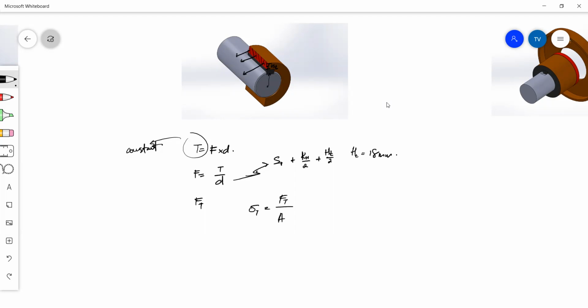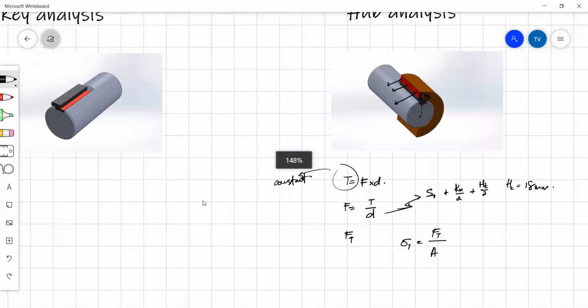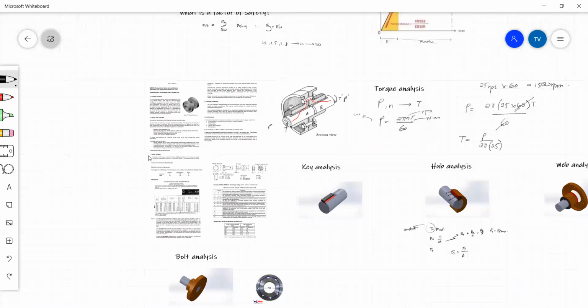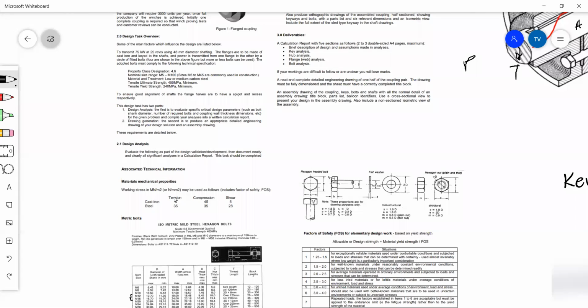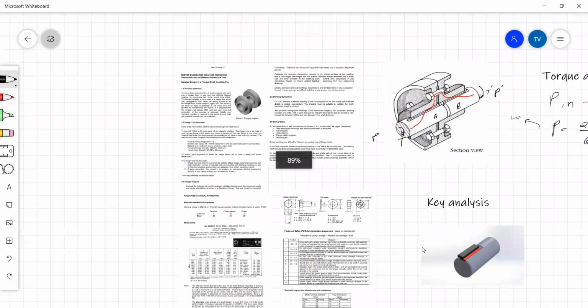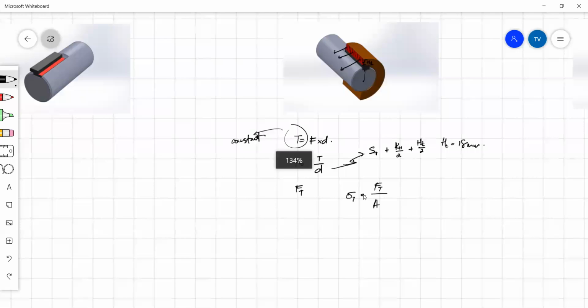The stress we will take from our data given to us in the assignment question. So the assignment says the tensile strength of cast iron, since the hub is made of cast iron. So the tensile stress is 8 megapascals. So we substitute this in place of tensile stress.